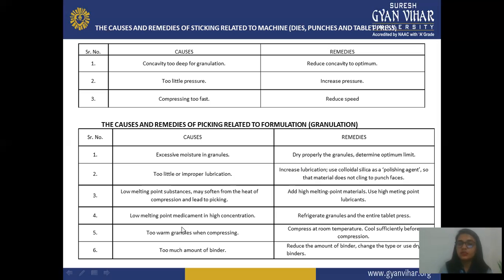And for a low melting point medicament in high concentration, in this condition, you can refrigerate the granules and the entire press. And fifth is too warm granules in processing. You just change the temperature or cool sufficiently before it gets compressed, or compress at room temperature. And too much binder: if you use a large amount of binder, in this condition, you can reduce the binder or change that particular binder to overcome this problem.